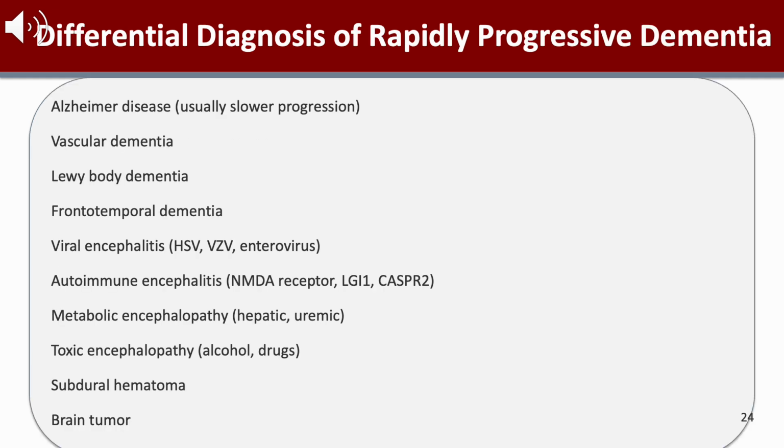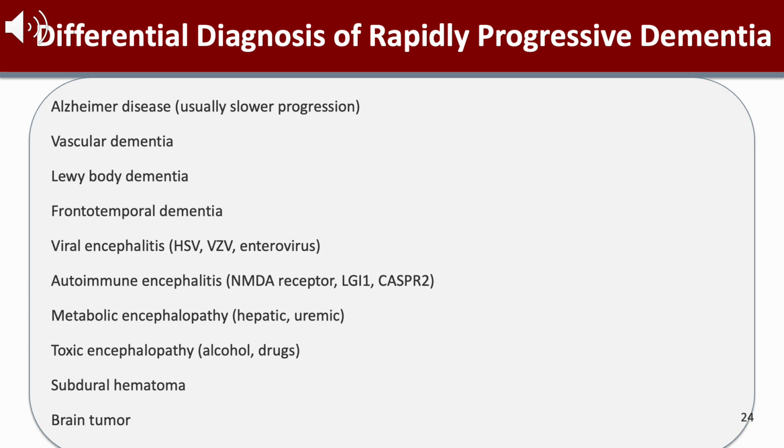The rapid progression of cognitive decline in prion disease requires differentiation from other causes of rapidly progressive dementia. While Alzheimer's disease is the most common cause of dementia, it typically progresses over years rather than weeks to months. Vascular dementia, Lewy body dementia, and frontotemporal dementia are other important considerations. Infectious causes such as viral encephalitis, particularly herpes simplex encephalitis, must be excluded.